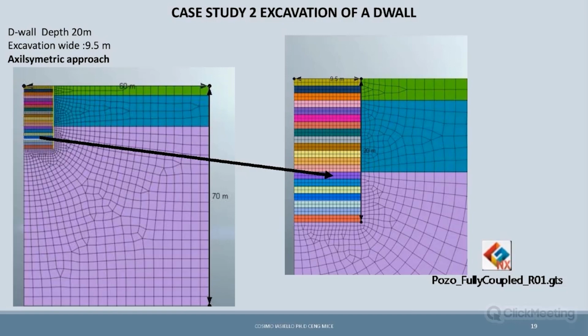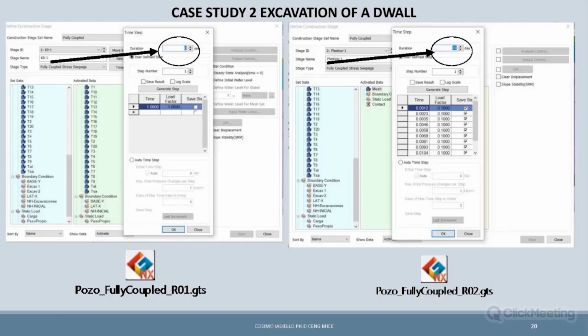Another case is the excavation of the wall. This is an axisymmetric approach because it was a circular wall. It was 20 meters. In this case, we carry out two analyses. One analysis, I don't know if you can see here, is 0 seconds, so it's like without taking into account the time. And here is with 20 days, considering some sort of timing, just to check the differences in terms of flow.